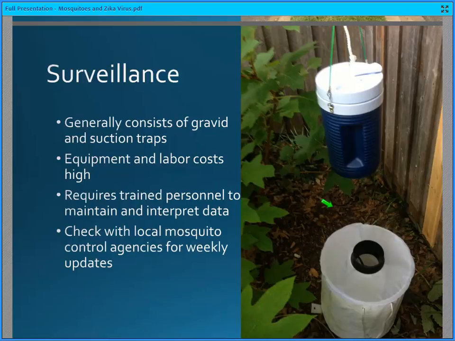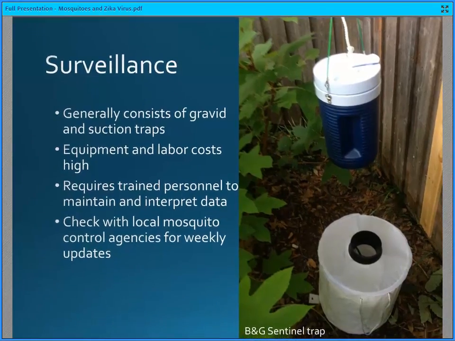The problem with these types of traps is that the equipment is expensive. A little trap like that white trap on the ground there will cost a few $100s. It also requires trained personnel to maintain and interpret the data that you get from the traps. So for a school district, you're probably not going to be doing surveillance, but knowing that it can be done and tapping into information from a surveillance program, especially from your city or mosquito control district, can be very informative.